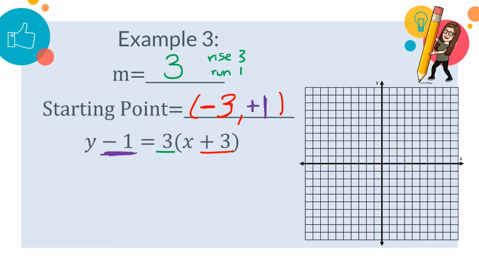And again, you don't have to write the plus sign. We just have to acknowledge that it is positive. So let's plot that dot, my starting point, negative 3, positive 1. There's my starting point. From that dot, we're going to rise 3, run 1, rise 3, run 1, rise 3, run 1. Let's go the other direction, down 3, left 1. Connect and arrows.